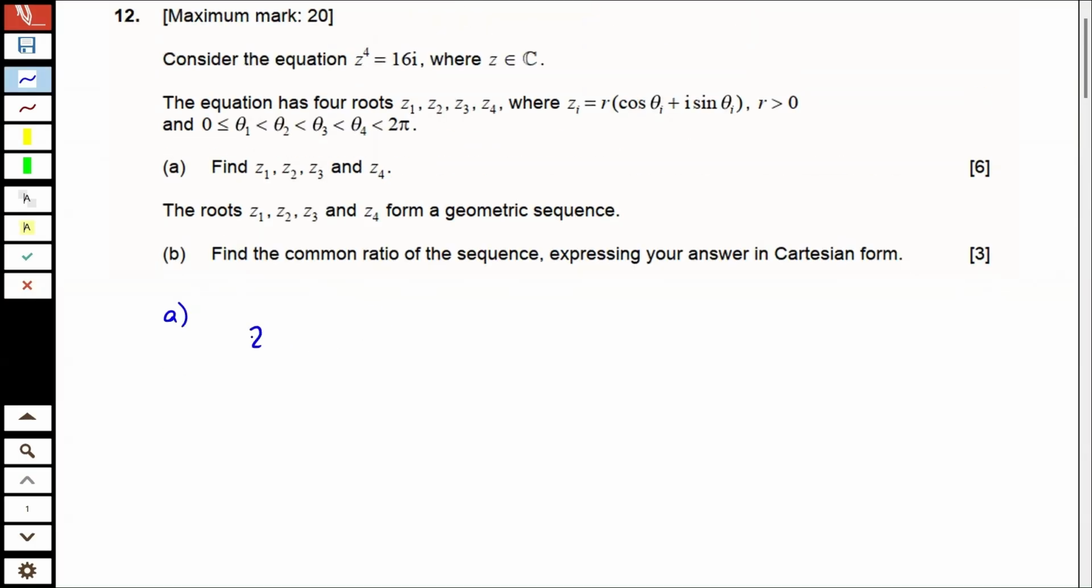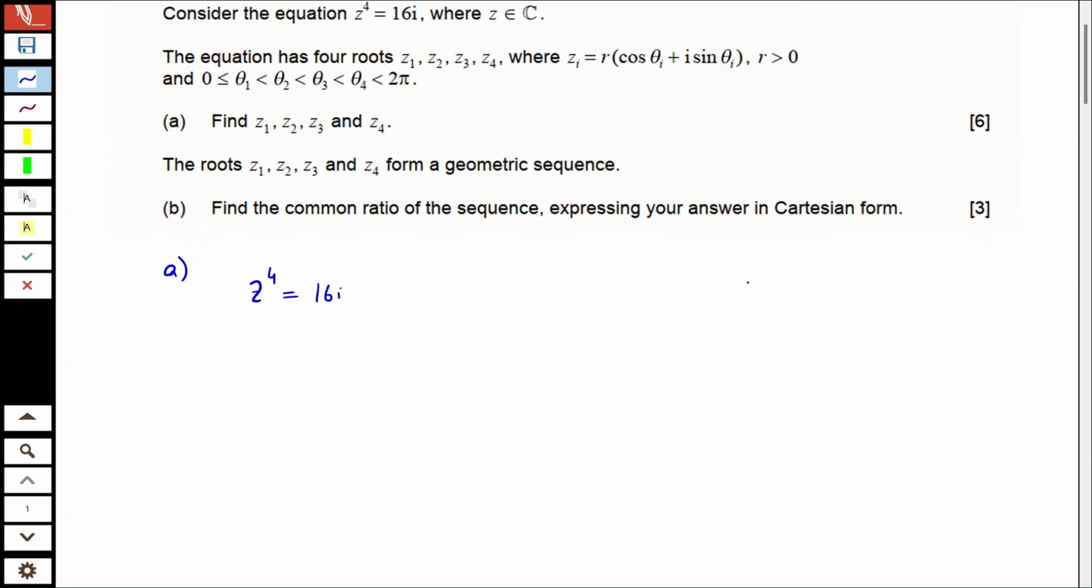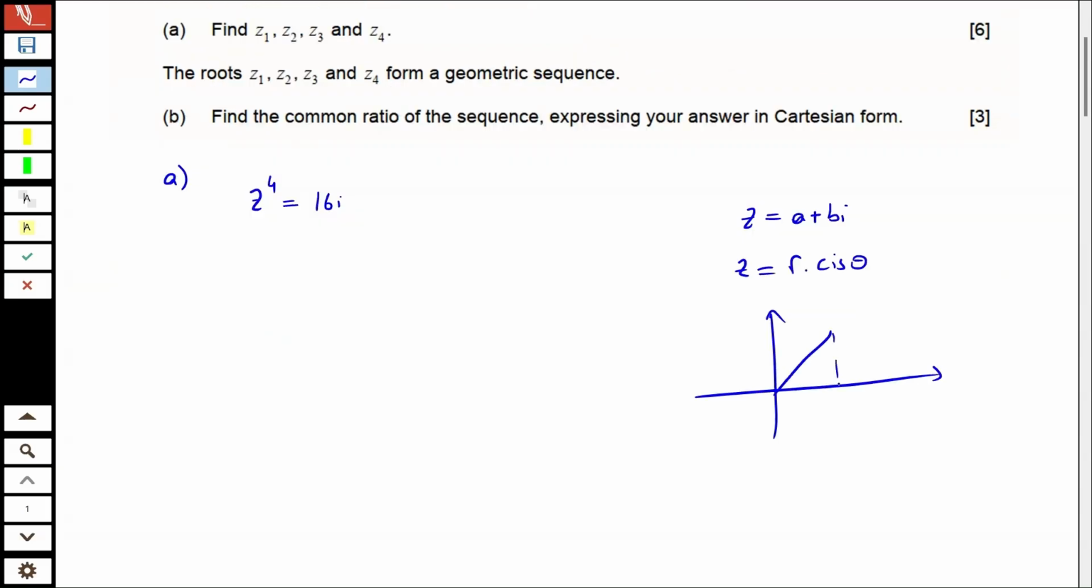So I'm writing the equation again, z to the power of 4 equals 16i. We need the polar form of a complex number. What's the polar form? For example, if z equals a plus b times i, you can write it in the polar form r cis theta. We call a the real part, and the imaginary part is b. And we know that the angle is theta here, and r is the magnitude of this complex number.